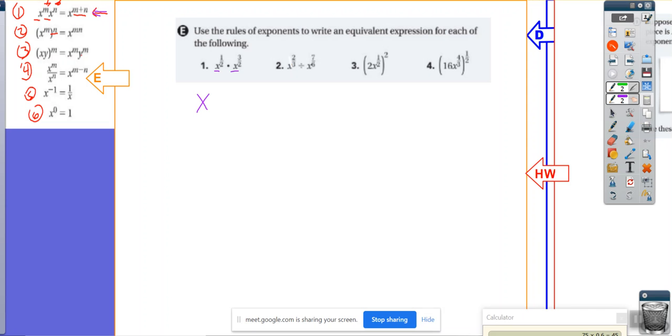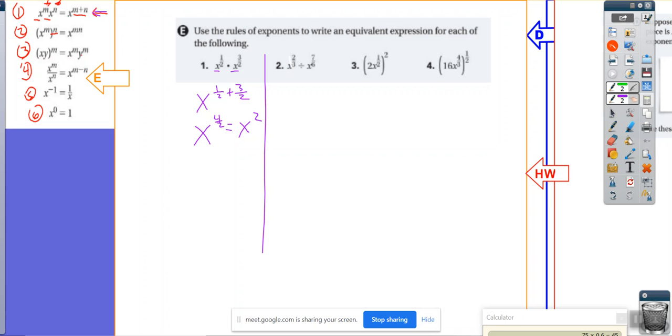So we're going to have x to the 1/2 plus 3/2 power. We're going to add that together, and we're going to get x to the 4/2, which is equal to x to the second. Now we can't do much past that because we don't know what x is.